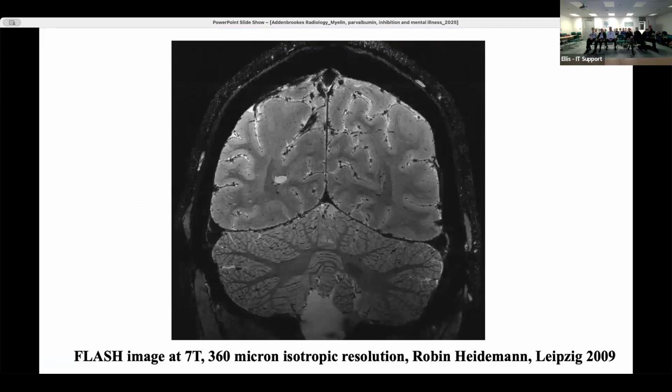There's a FLASH image taken by Robin Heidemann, who's now the boss of ultra-high-field MRI at Siemens. It's 360 micron isotropic resolution. It was taken in 2009. It's a long time ago.